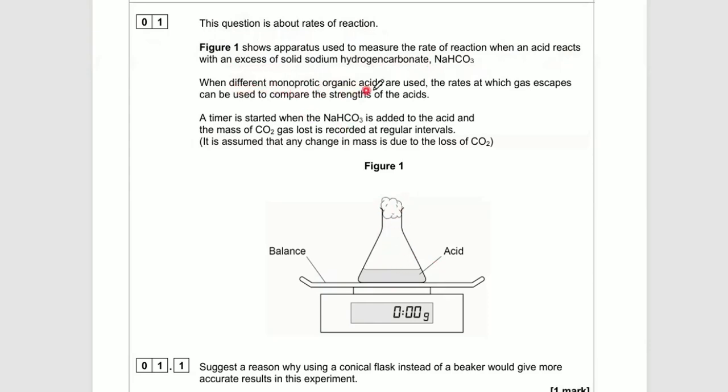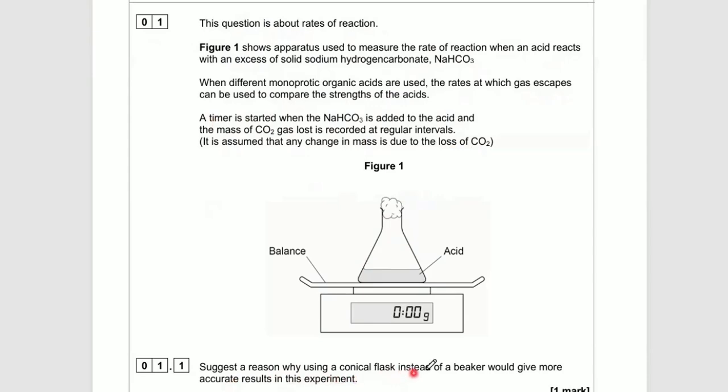Now, when different monoprotic, that means one hydrogen, organic acids are used, the rates at which the gas escapes can be used to compare how strong the acids are. So the more gas that escapes in the shortest amount of time, we're going to get a bigger loss of mass, and that's going to tell us which acid is stronger. A timer is started when the NaHCO3 is added to the acid and the mass of the carbon dioxide gas loss is recorded at regular intervals. It's assumed that the change in the mass is due to the loss of CO2.